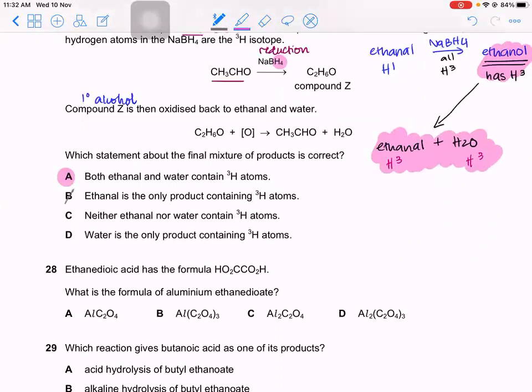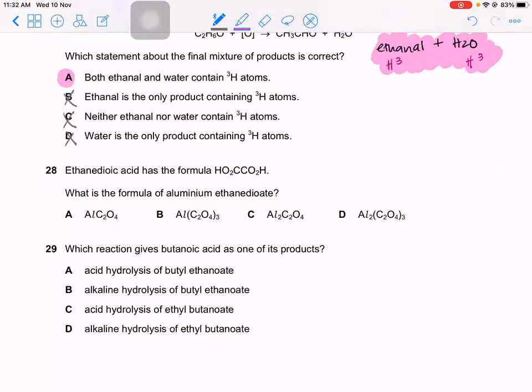Clear? So ethanol has only, water has only, neither, no. They will both have tritiums because they're made from ethanol, which also has tritiums, because NaBH4 has tritium. Ethanedioic acid has a formula.